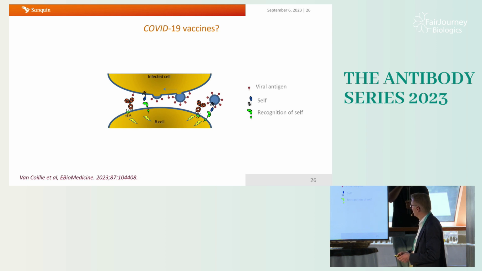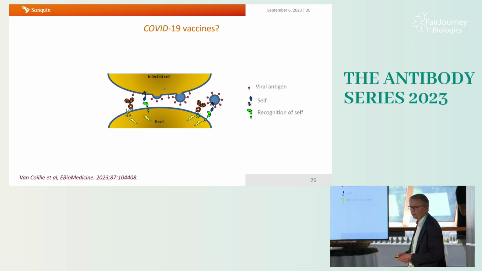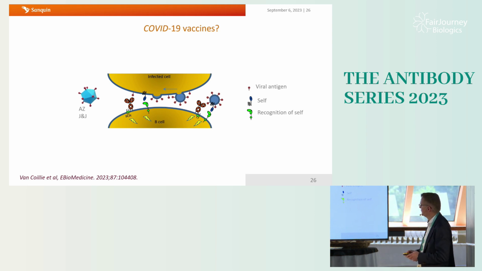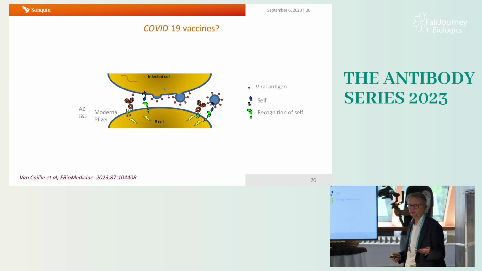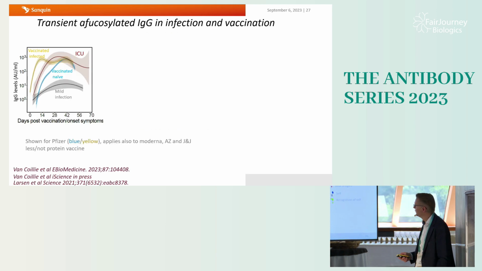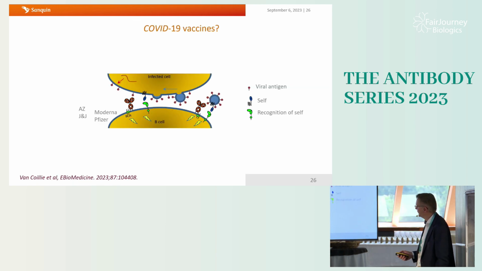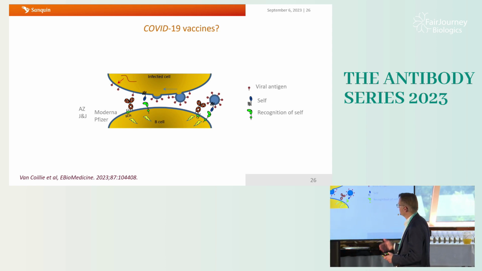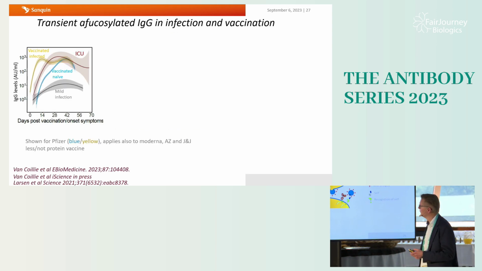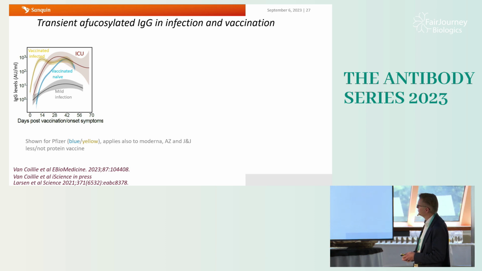So then we asked ourselves, what about the vaccines that we're now introducing, the mRNA vaccines, the adenoviral vaccines? Basically, these are vaccine shuttles that give instructions to cells to produce the antigen, which is different from normal immune responses, and more or less should be similar to what we have been hypothesizing, that you should make an afucosylated response. And indeed, that's what you seem to see.